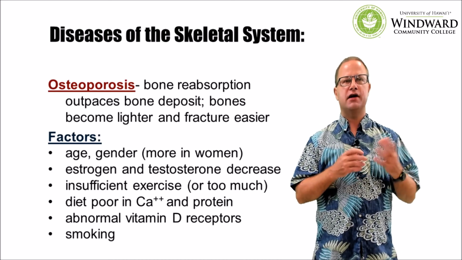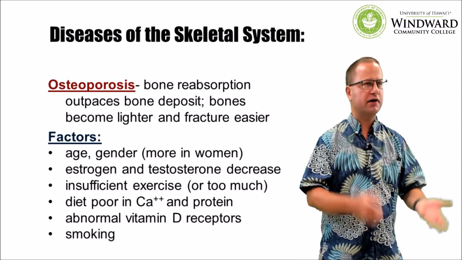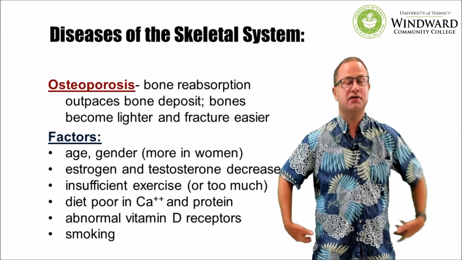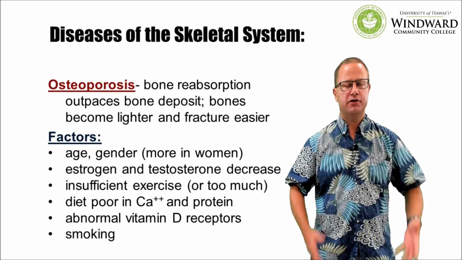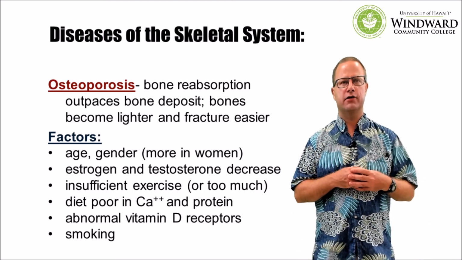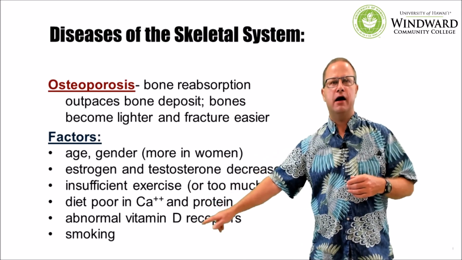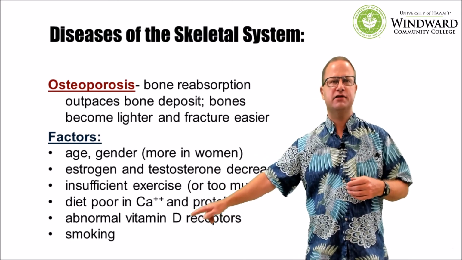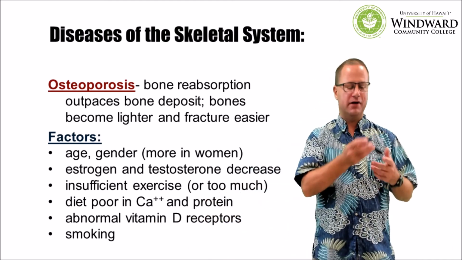Other risk factors for osteoporosis include insufficient weight-bearing exercise. Now, people that do a lot of running and jogging and stuff like that, they might have bad joints, but they have great bones because weight-bearing exercise really helps you to build bone in your prime years so you don't have osteoporosis later on. Another factor is a diet poor in calcium, right? You do need calcium. Another factor is a lack of vitamin D receptors. And finally, smoking is not good for osteoporosis either, so you don't want to do that.